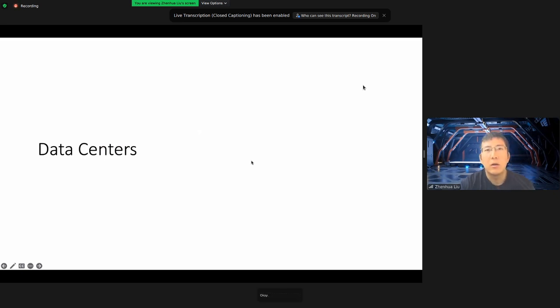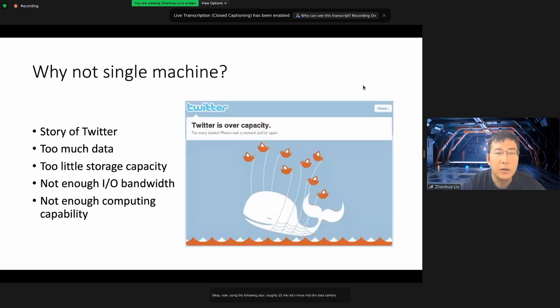Okay, now using the following roughly 25 minutes, let's move into the data centers. First, a data center is a building with thousands or even over 1 million servers. The first question you may have is, why not use a single machine?